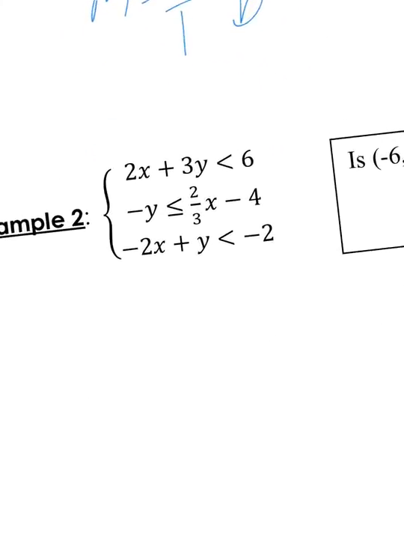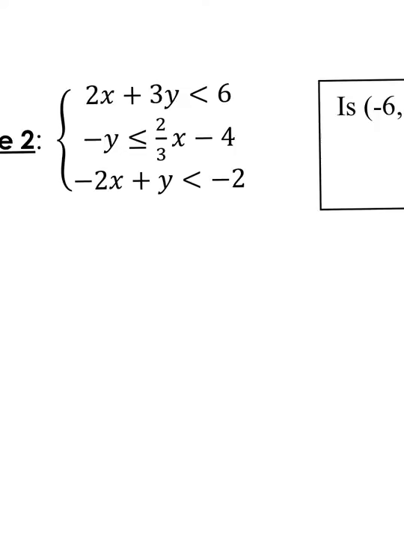Okay, so on example 2, I'd like for you all to do this on your own, but I'll go ahead and get you started with solving each of these for y. So the top equation, I have 2x plus 3y is less than 6.